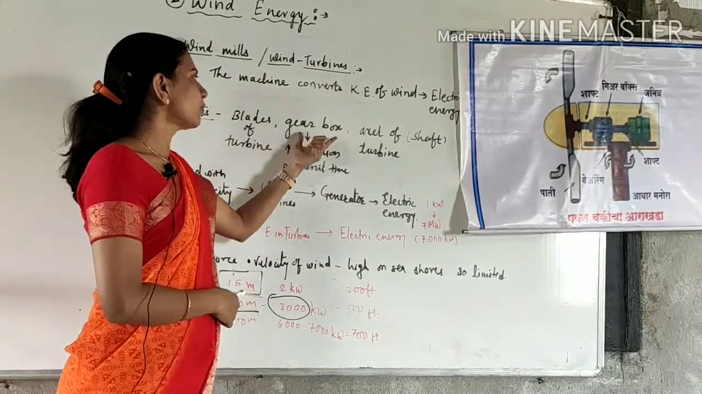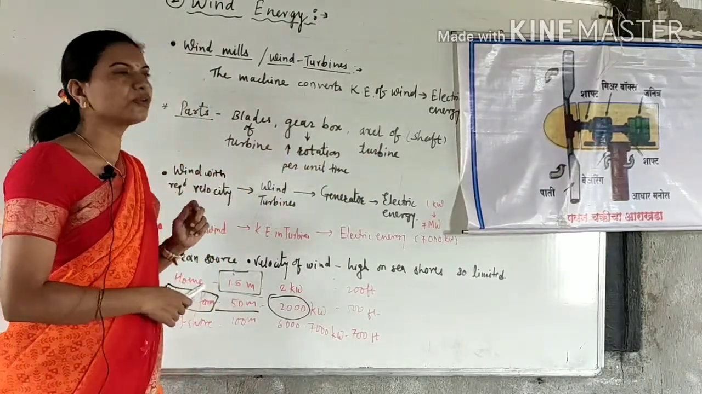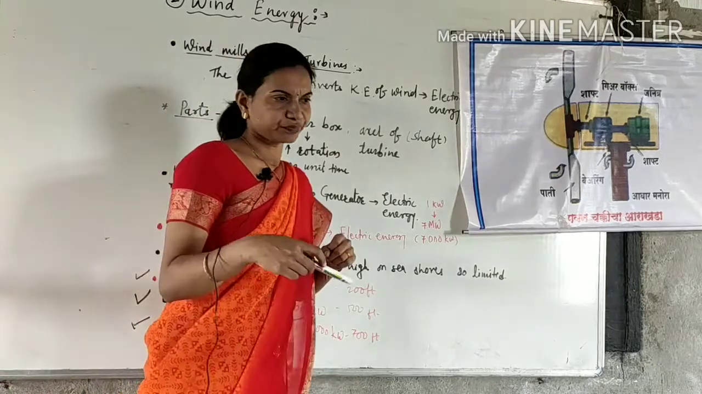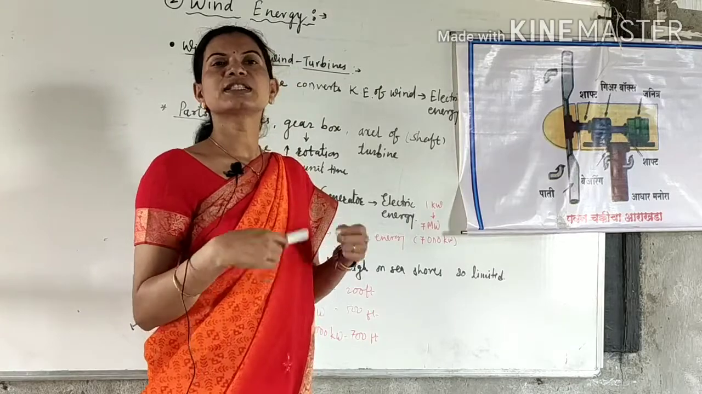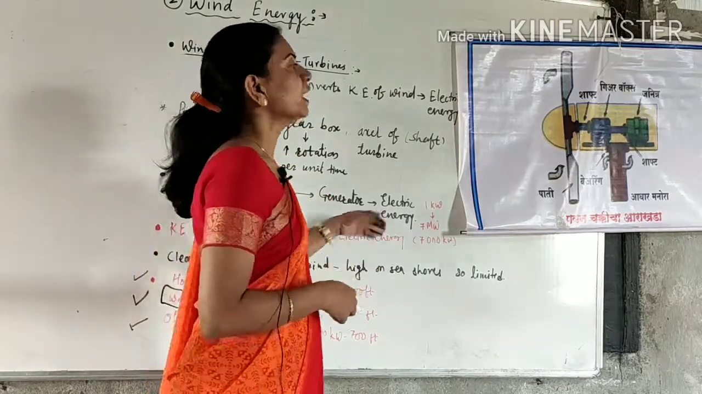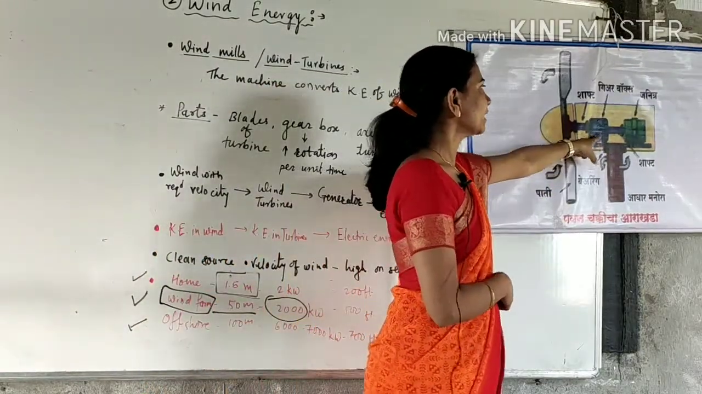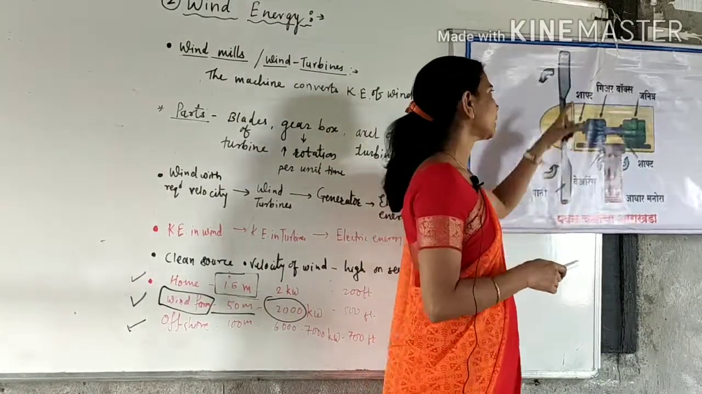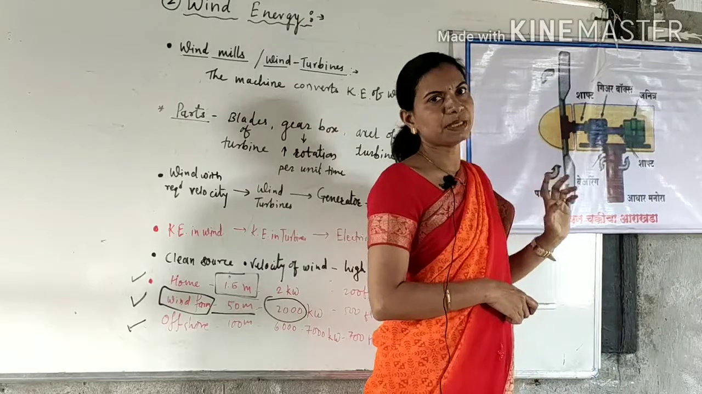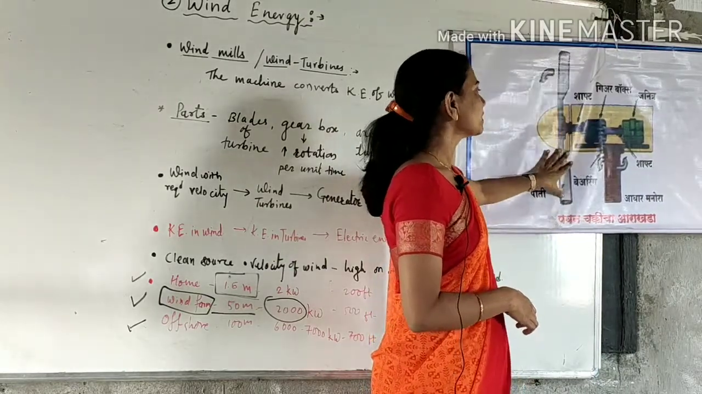And the next important part is the gearbox. You know, gears we use in two-wheelers or four-wheelers to increase the speed or the rotation of our wheels. Likewise, in this structure there is a gearbox which is used to increase the rotations per unit time of the blades of the windmill. So this is the structure.